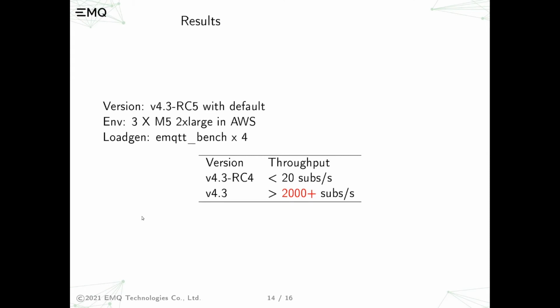I tested with version 4.3 official release with default configs, in AWS, with 3 and 5 2x large instances, which is 8 cores, 16 gig memory per node, and with 4 load gens. I can easily reach 2,000 subscribes per second. Compared to RTV4, it cannot handle 20 subscribes per second.